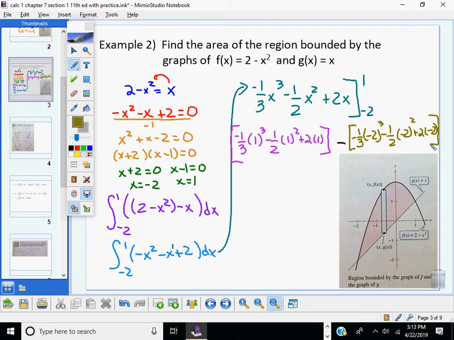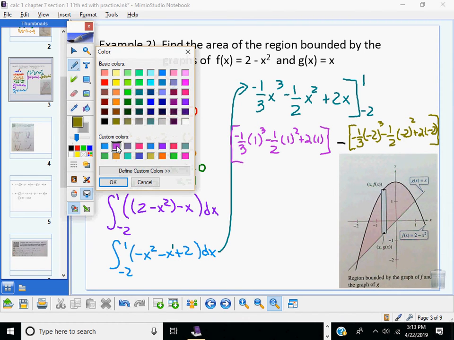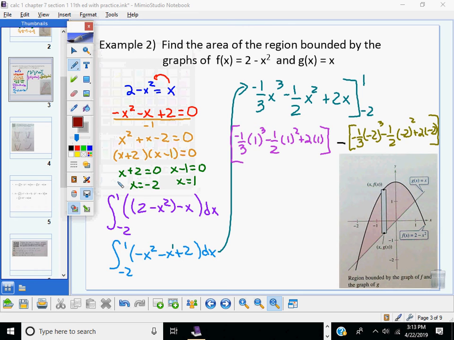So we complete the first one, then the second one, and subtract them. And when we are done with that, we end up with an area of 9/2 for our final answer. So the area between those two curves is going to end up being 9/2 once you complete that.